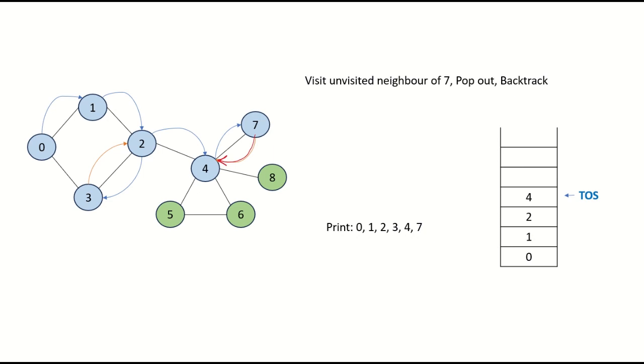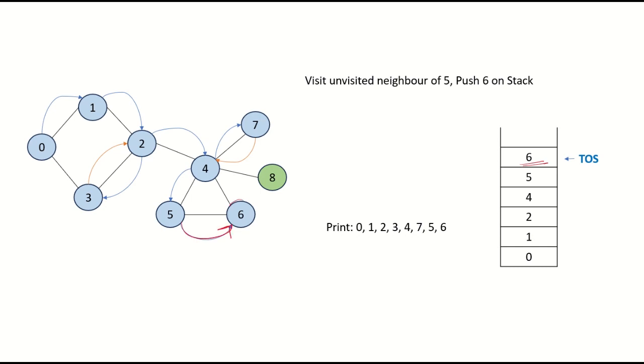Now the unvisited neighbors of 4 are 5, 6 and 8, and we can choose any of these 3 unvisited neighbors. Let's say we have picked 5. So we put 5 onto the stack, and we have got it printed also over here. On reaching 5, again we see the unvisited neighbors of 5. The only unvisited neighbor of 5 is 6, so we will push 6 also on top of the stack.